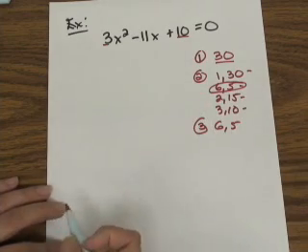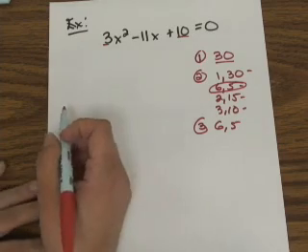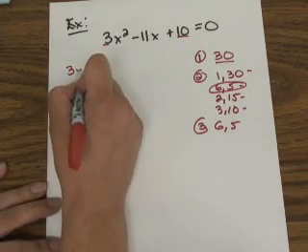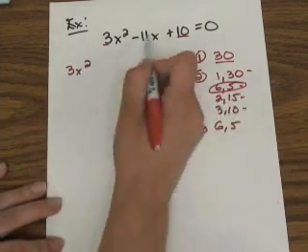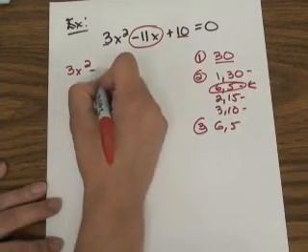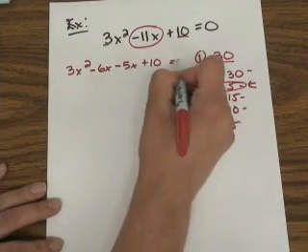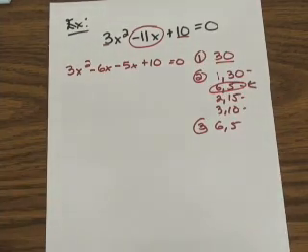Now that I've found the ones that I want, I need to rewrite my polynomial with 4 terms instead of 3. So I'm going to write 3x squared, and I'm going to substitute negative 11x with negative 6x and negative 5x, plus 10 equals 0. Now I can continue to factor by grouping.